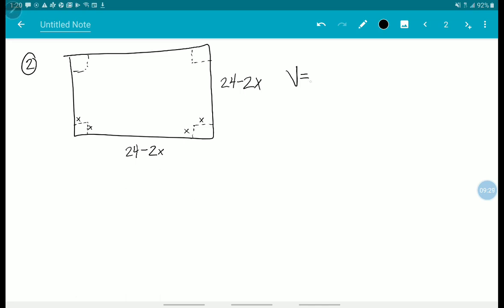It's going to be an open box. And we need to find the volume equation. We know volume is length times width times height. So in this case, the length is 24 minus 2X. The width is 24 minus 2X. And the height of this box will be X. And we can write this a little more concisely if we write it this way.